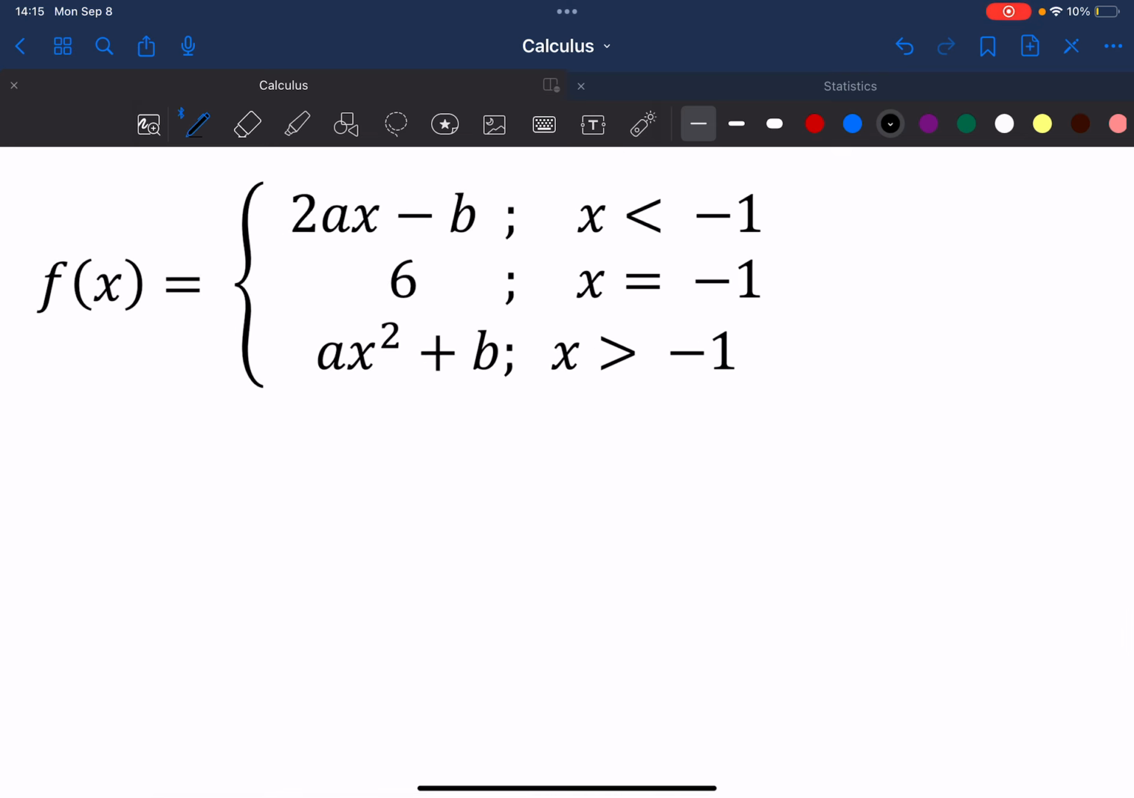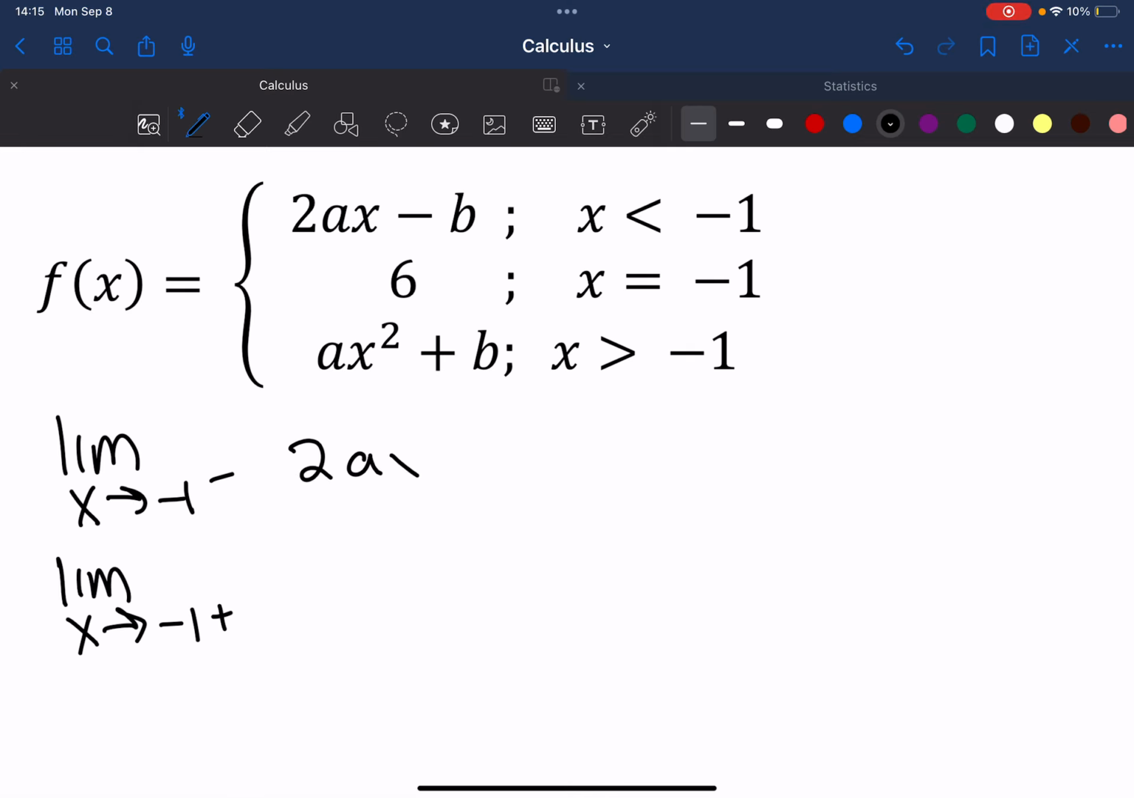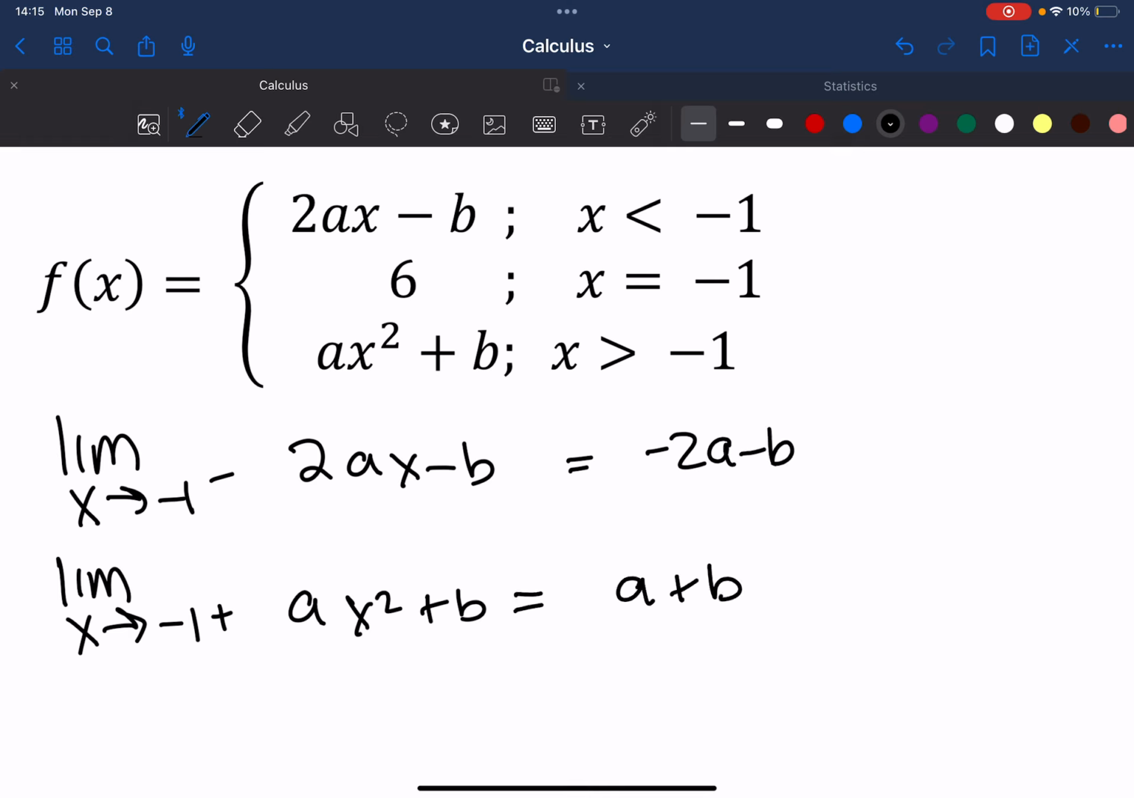So here I'm going to find the limit as x approaches negative 1 from the left and the limit as x approaches negative 1 from the right. From the left, I'm using 2ax minus b. From the right, ax squared plus b. This is going to give me negative 2a minus b, and this is going to give me a plus b.